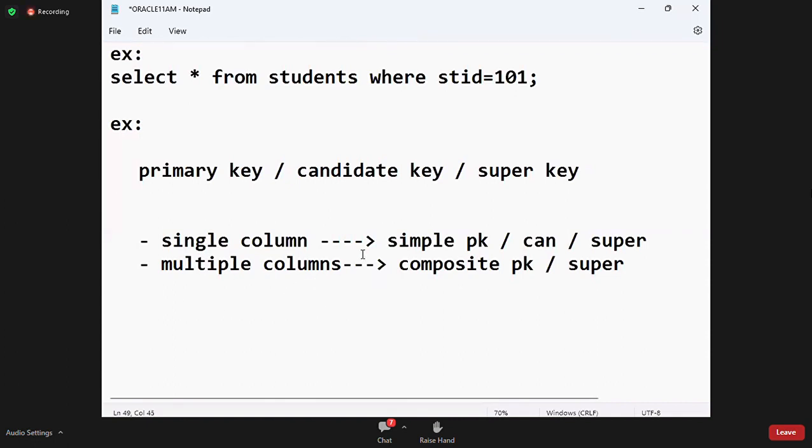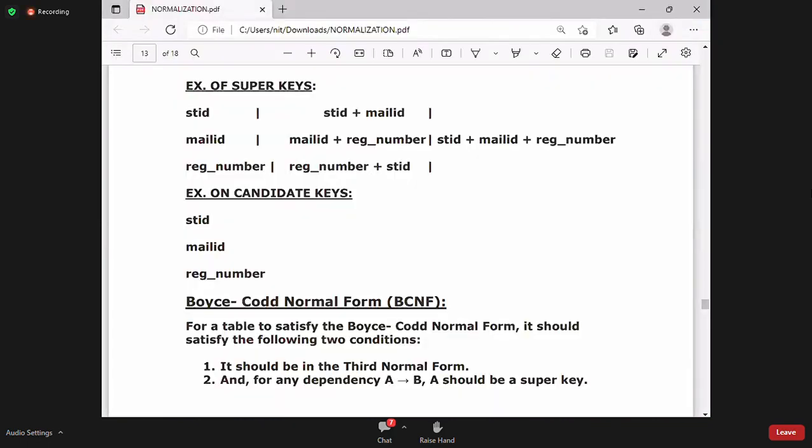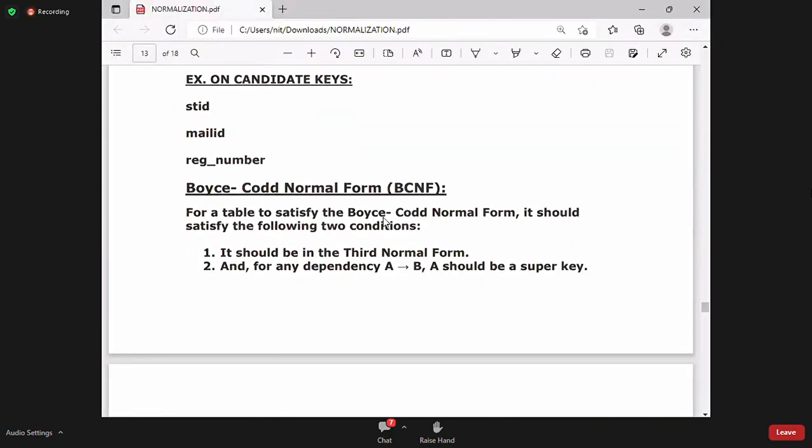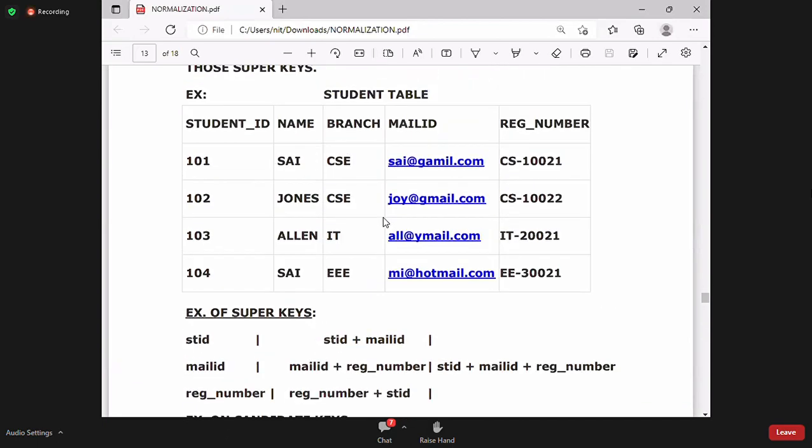Okay, right. So this is what now. Single and multiple columns depend on the primary key. It will be different names we call. So these are what now. Okay, the primary key, super key and candidate key definitions.